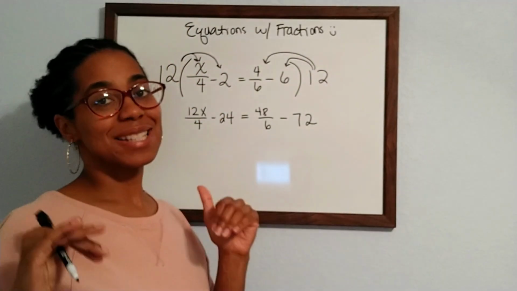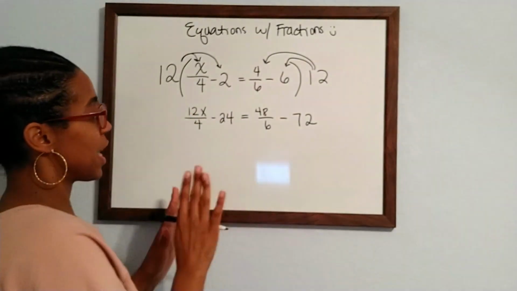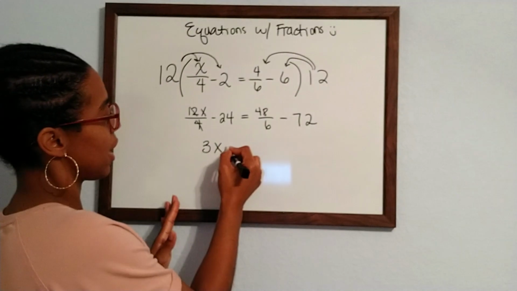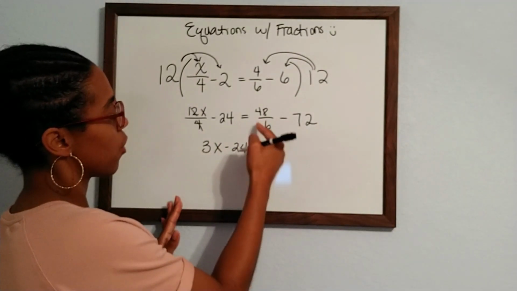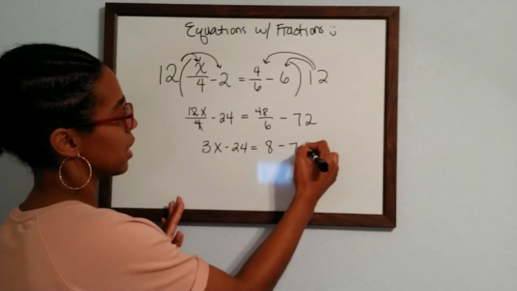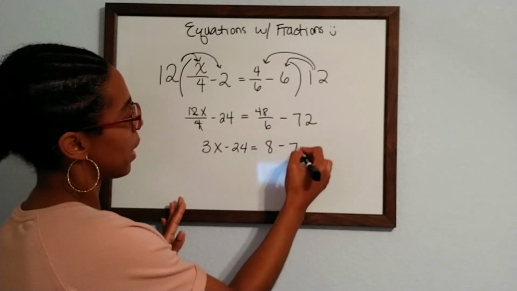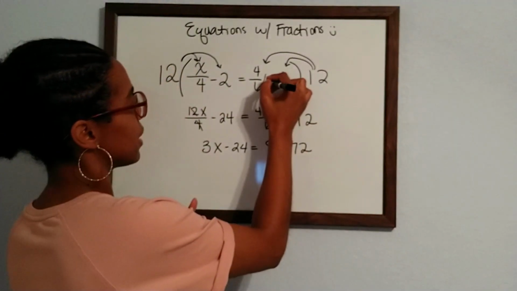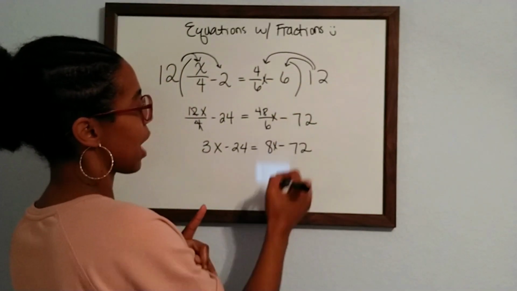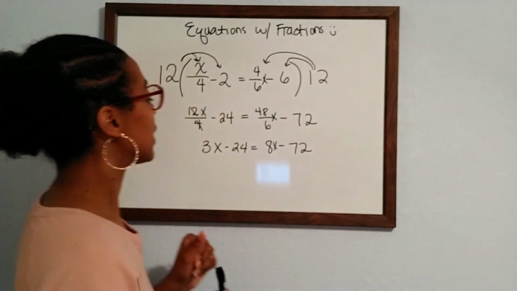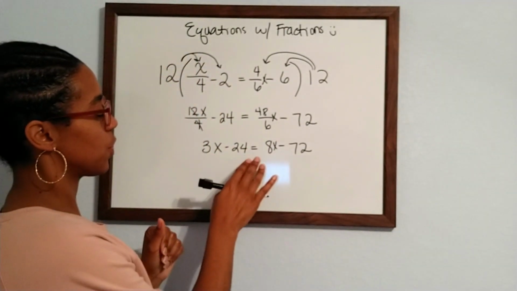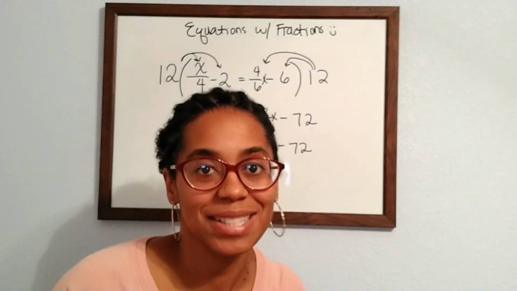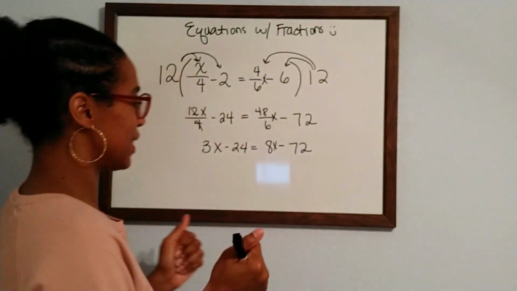Now I'm going to simplify these fractions. I'm going to go ahead and reduce as much as I can. 12 divided by 4 simplifies down to 3x minus 24. 48 divided by 6 is equal to 8x minus 72. Let me make sure I wrote that right, and I'm missing an x right here. Sorry, I'm not about to erase this though. Now I have 3x minus 24 equals 8x minus 72. I have all whole numbers. Yes, now I can do this.